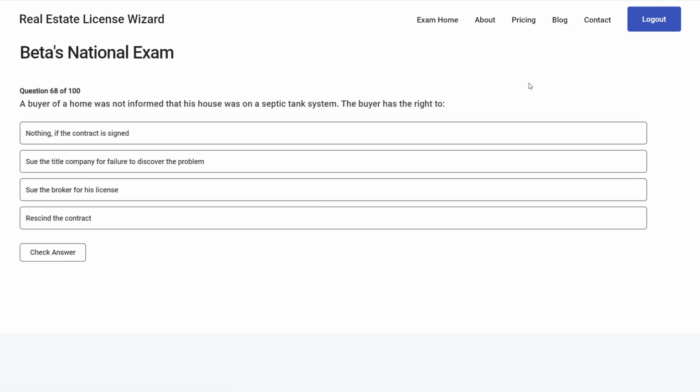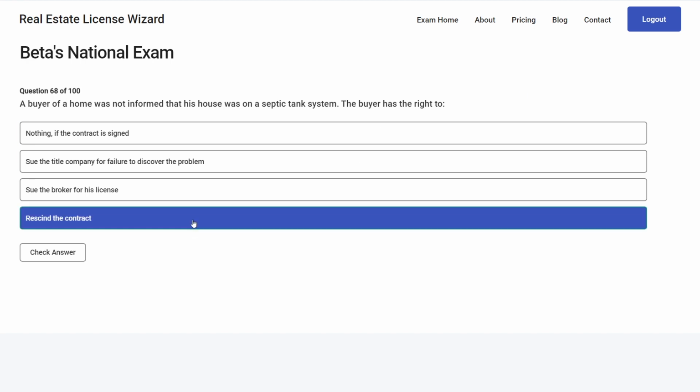All right, next one, 68. A buyer of a home was not informed that his house was on a septic tank system. The buyer has a right to nothing if the contract is signed, sue the title company for failure to discover the problem, sue the broker for his license, or rescind the contract. Alrighty. So I'm going to give you guys an opportunity to think this one over. All right, you guys figure it out?